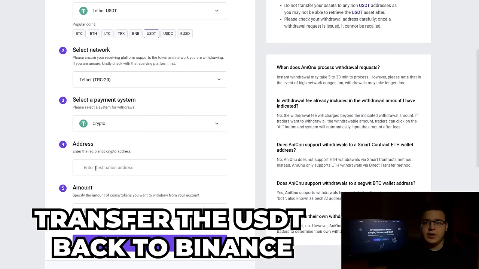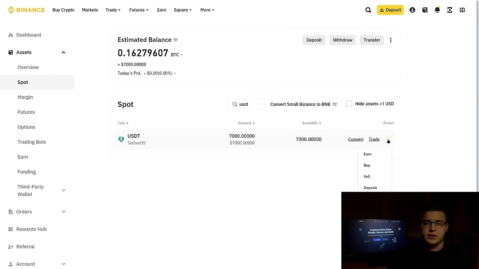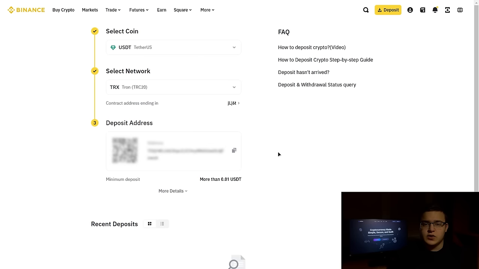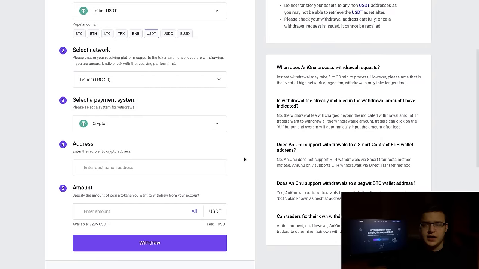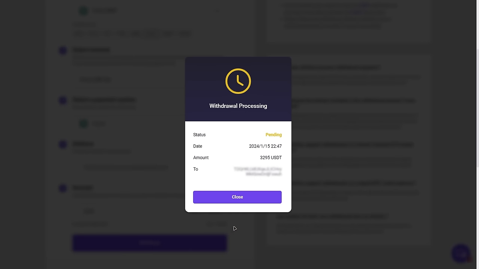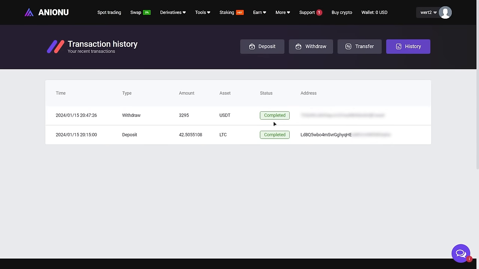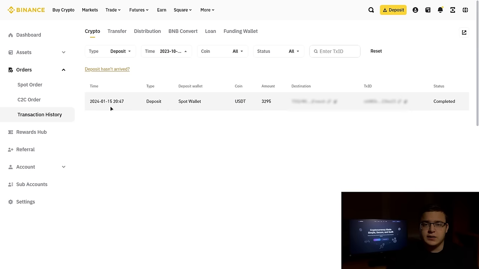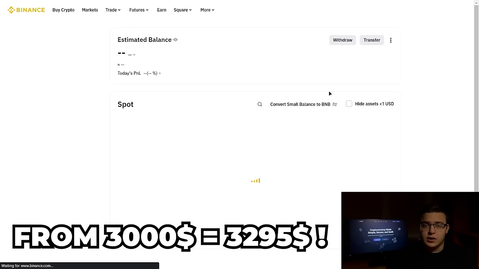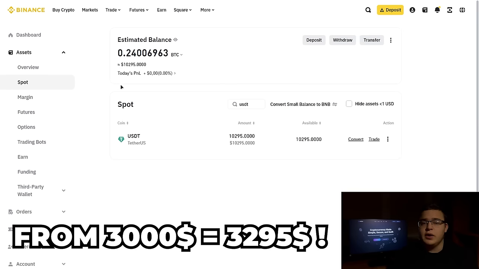Now we need to transfer the USDT back to Binance. To do this, we'll go to the withdrawal tab and insert the withdrawal address from Binance. I suggest using the TRC20 network for speedy transactions with a low fee. Finally, click on Withdrawal to complete the process. As you can see, the money has arrived in Binance, and from our initial $3,000, we now have $3,295. Which means we had a profit of $295.